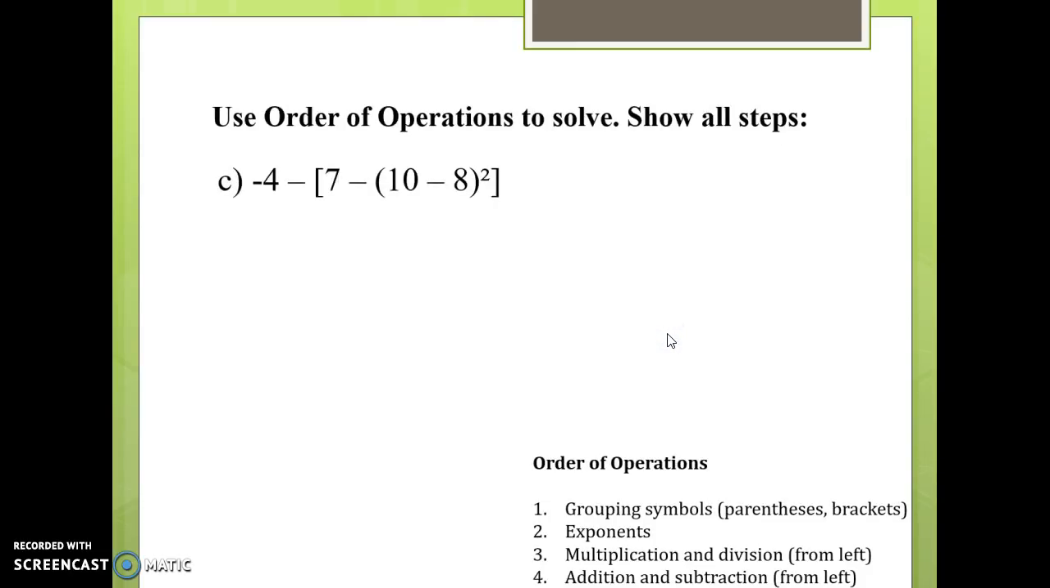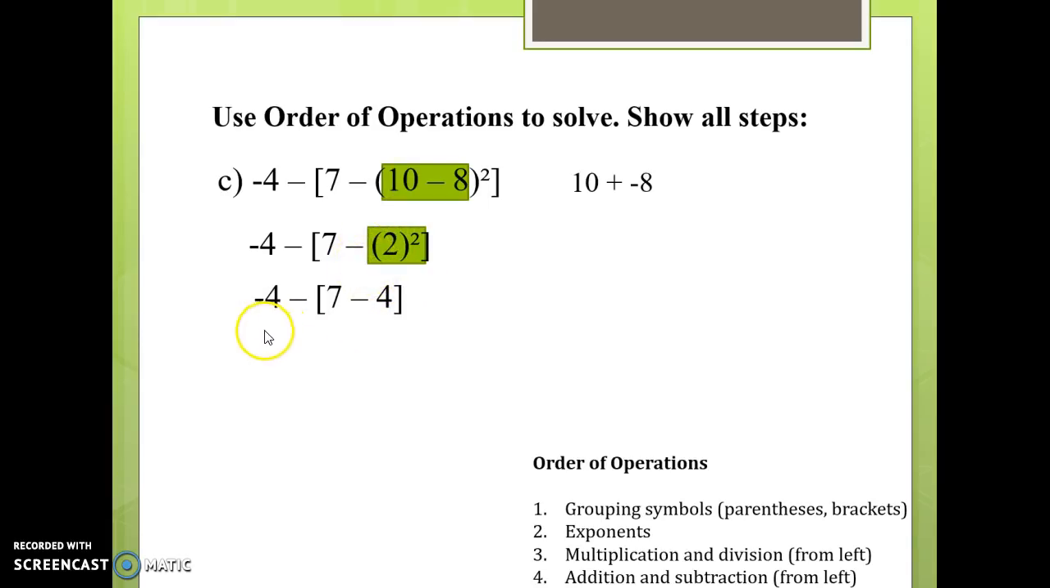The next problem, we have a lot going on. We have minus, we have another minus, and we have minus within parentheses, and then we have exponent second power. We also have brackets. So what do we solve first? We have to solve parentheses first. It's within brackets. So 10 minus 8, the same as 10 plus negative 8, will give us 2. So we have 2 being squared here. We have to solve the exponent first. So that would give us 4. We copy everything else.